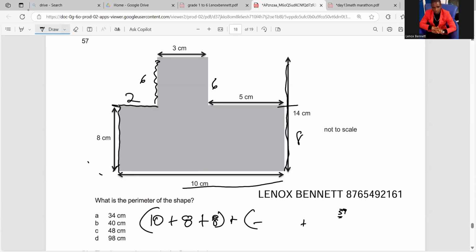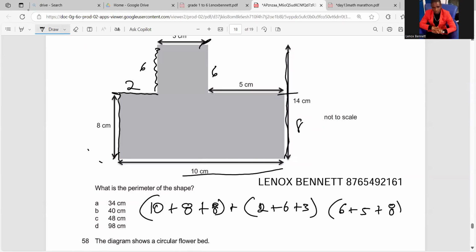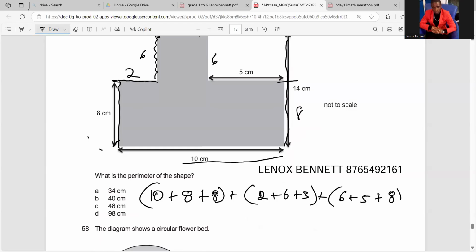Don't confuse yourself, right? We're going to start from the 2 now. So 2 plus the 6 plus the 3. All right, we stop at 3 now. Then we do the 6 plus the 5 plus the 8. This will give us our answer. So 10 and 8, 18 plus that, 26. 2 plus 6, 8 plus that, 11. 6 and 5, 11, and that's 19.